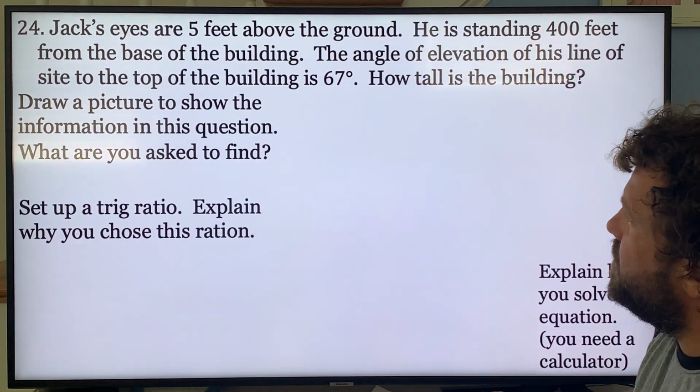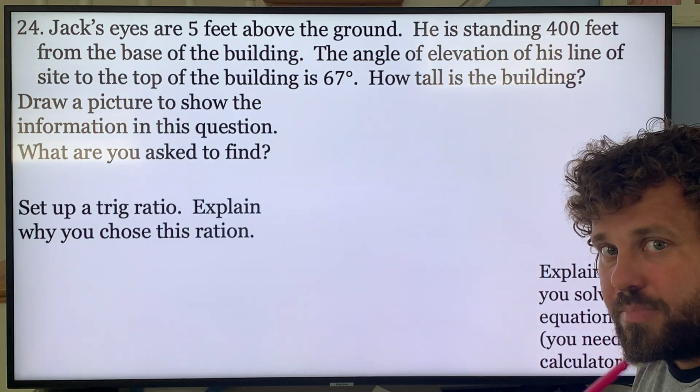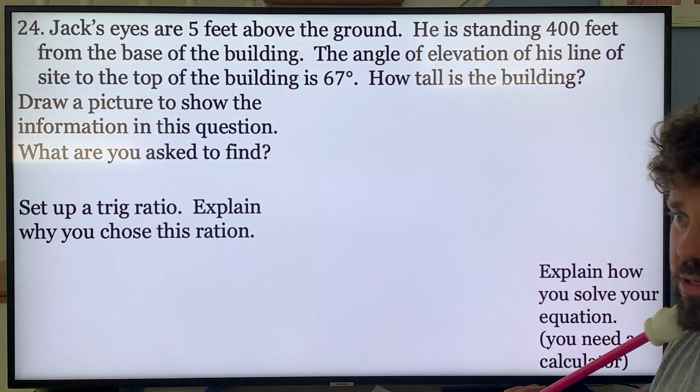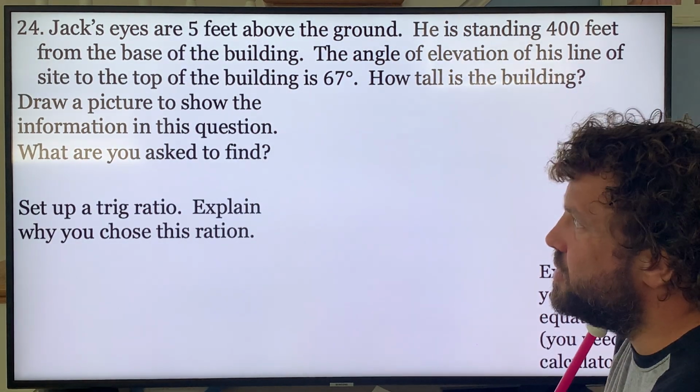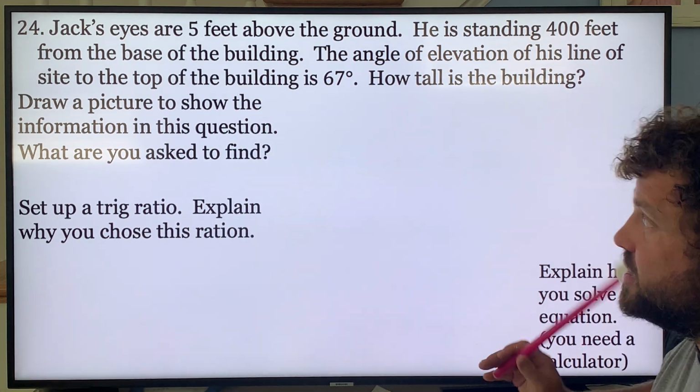24. Ooh, this is a fun one. Trig. Back to my geometry. I told you, I taught geometry for 15 years. One of my favorite things to teach. First year I'm not teaching it is this year.